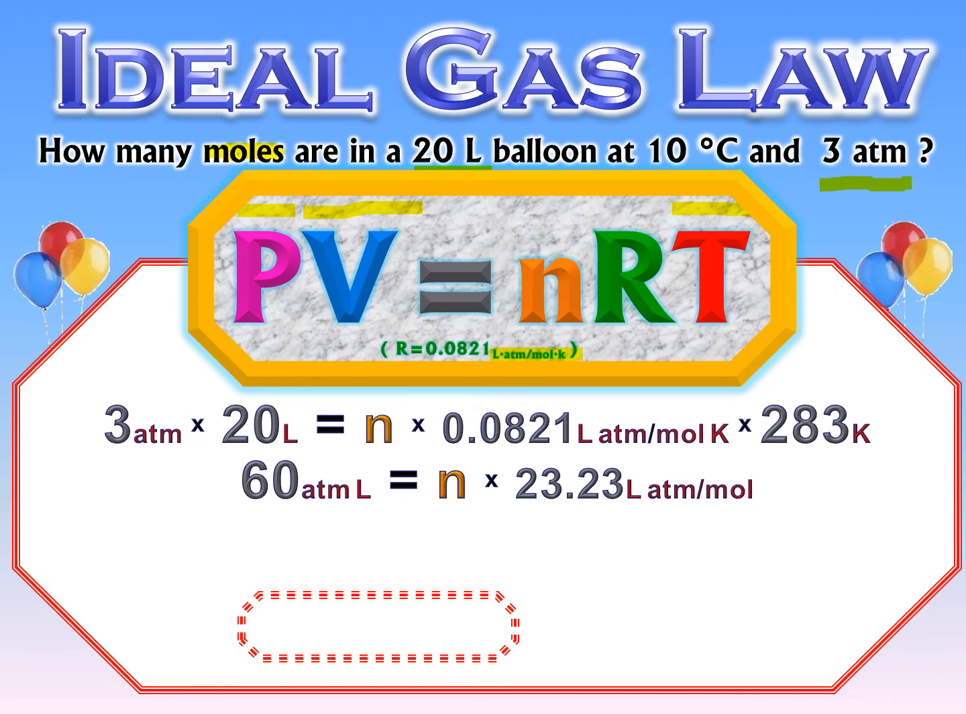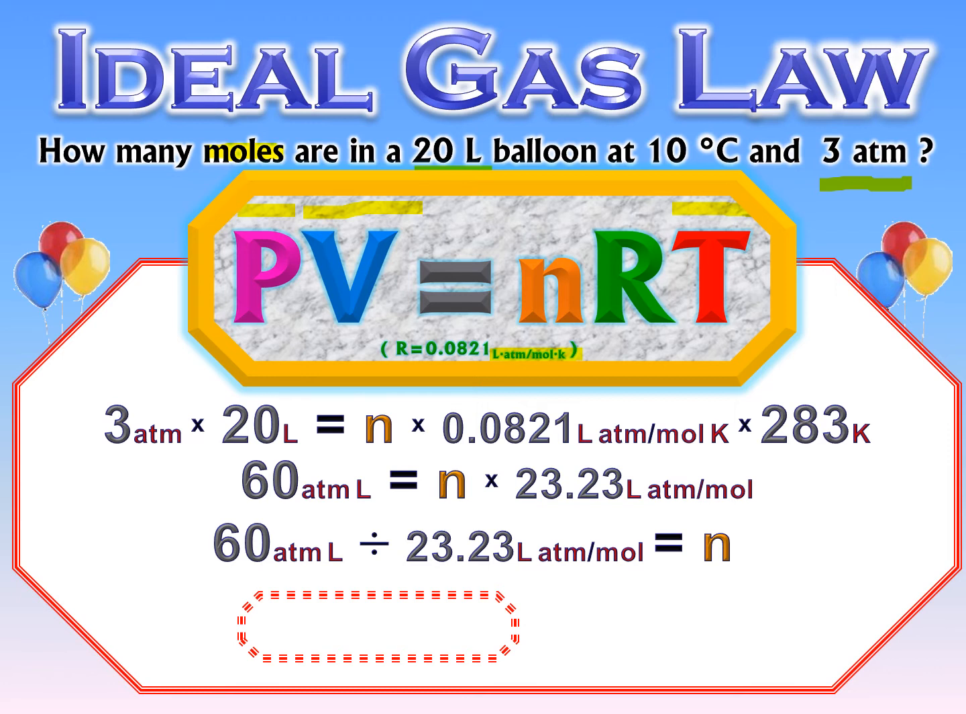All right, so now the problem is I need to isolate my variable. My unknown variable is N. So that means I have to get rid of whatever is stuck to the N. The 23.23 is multiplied on. That means I have to divide both sides by it. If I divide both sides by 23.23, it'll disappear on the right side. It'll only be on the left side. So 60 atmosphere liters divided by 23.23 liter atmospheres per mole.